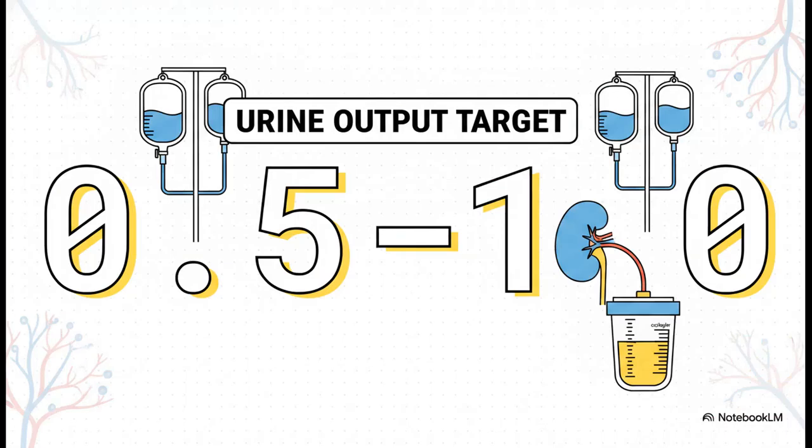So how do you track success? A target of 0.5 to 1.0 cc per kilogram per hour is your objective metric. You titrate that fluid torrent to maintain this strict urine output. It is the single most reliable indicator that your fluid resuscitation is actually perfusing the end organs.